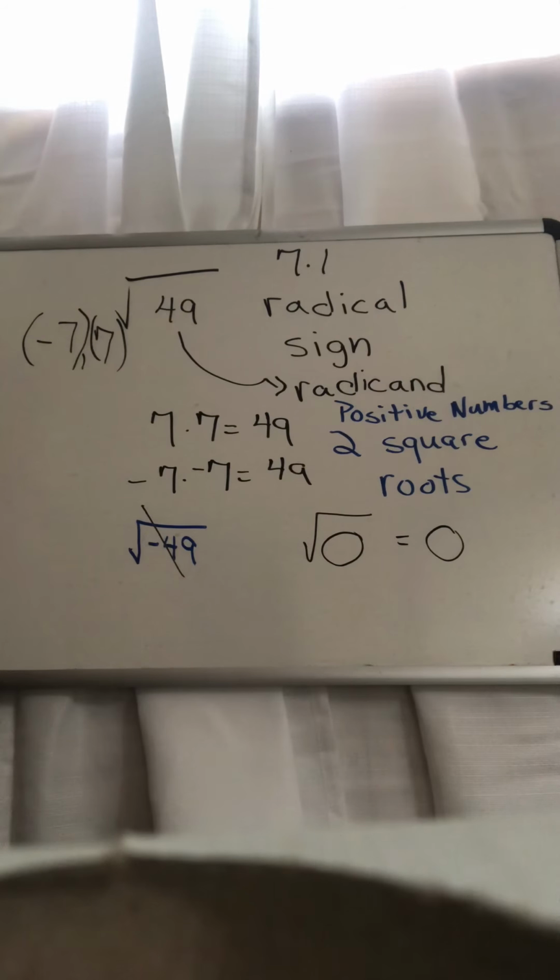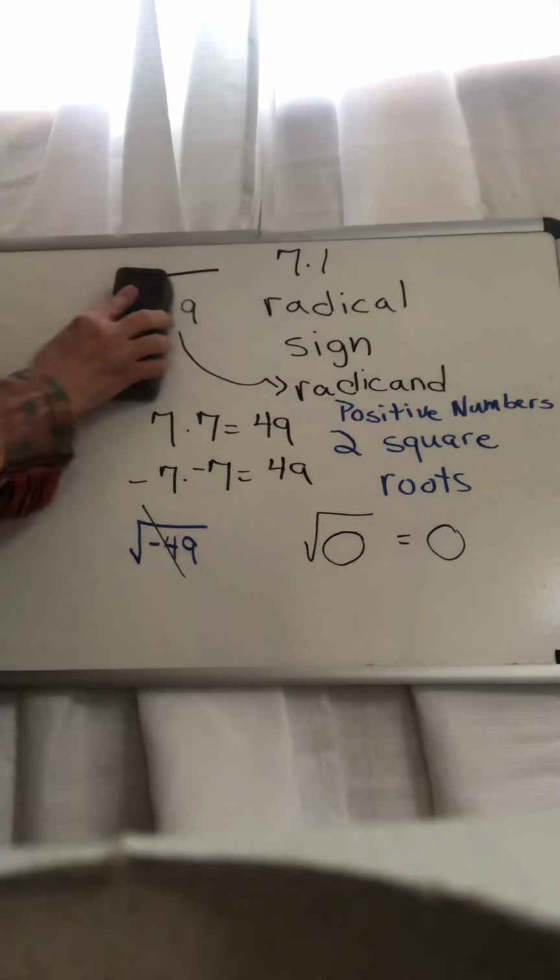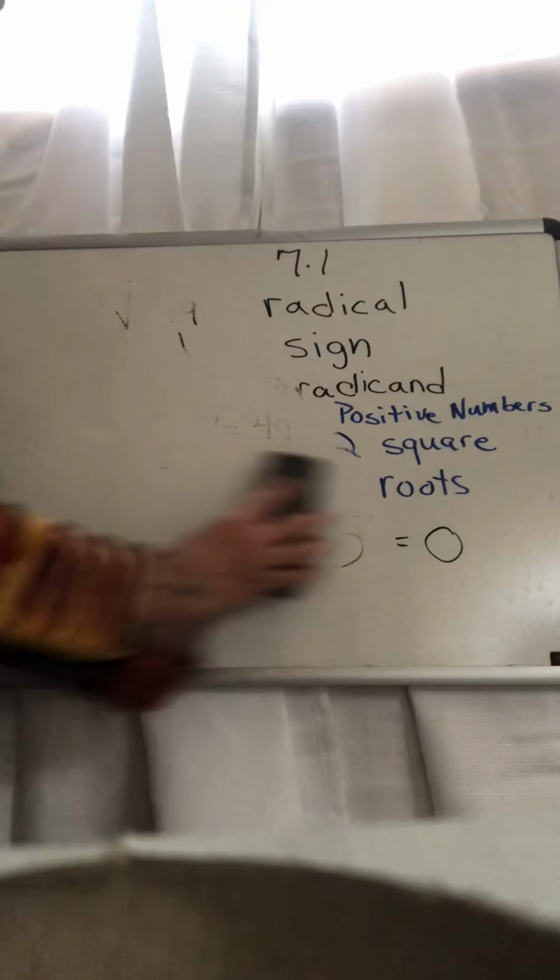All right. Unless otherwise indicated, when the radical sign is present, you are looking for the principal square root. So the principal square root is always the positive. So if you're asked to find the principal square root, you only give a positive answer. You don't give the negative answer.